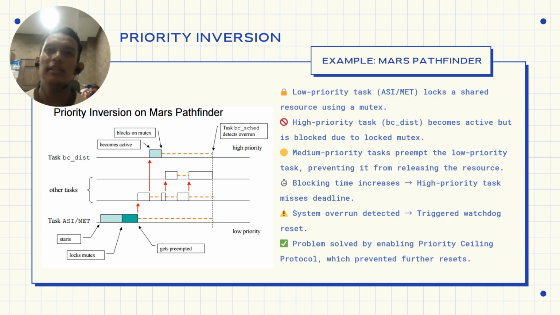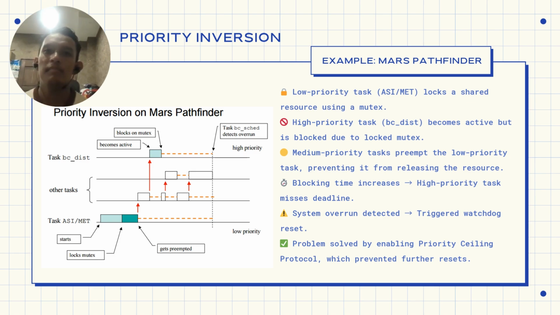Now, instead of letting ASI/MET finish and release the mutex, medium priority tasks in the middle are allowed to run. They preempt ASI/MET, which prevents it from finishing and unlocking the resource. This means the high priority task stays blocked for longer than it should. The red arrow in the diagram shows how interference by medium priority tasks worsens the problem. Eventually, the system detects an overrun, the task has missed its deadline, and triggers a system reset by the watchdog timer.